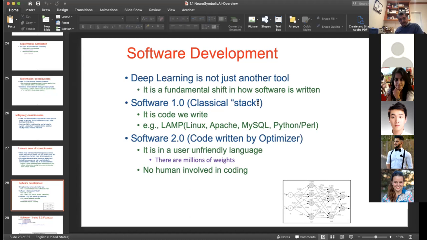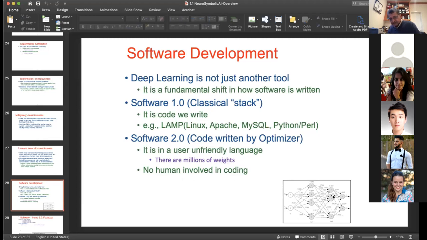Tesla chief of software, and he says, I've got 2 types of code in my lab here. I've got software 1.0, the classical stack, which is Linux and Apache and MySQL and Python and Perl. This is what software 1.0 is made up of. It's a classical stack. It's code we write. He says, I call it software 1.0. And he says, I've got this code written by the optimizer, which all comes out of my using Keras or TensorFlow. And it's in a user-unfriendly language. There are millions of weights, no human involved in coding.